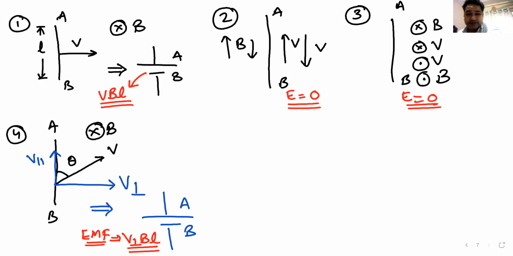Remember here magnetic field is uniform. Velocity is also uniform. I can make various cases where the velocity is not uniform. We'll see those cases as well. Don't worry. Okay. What next?